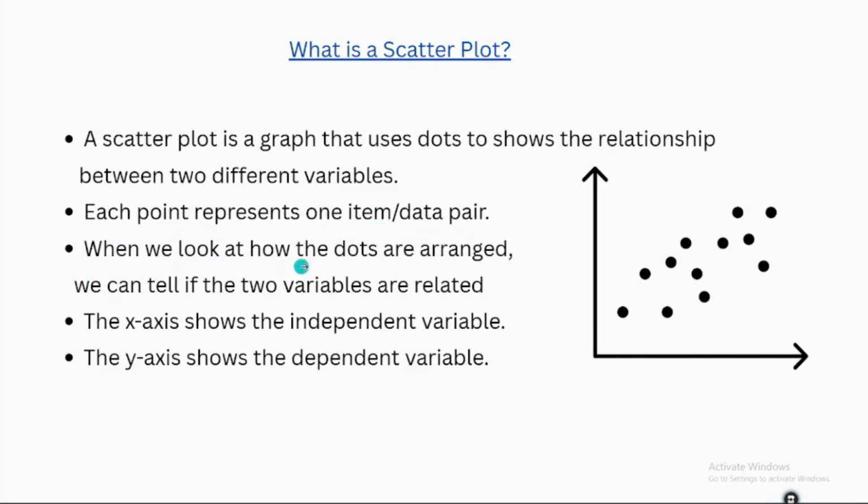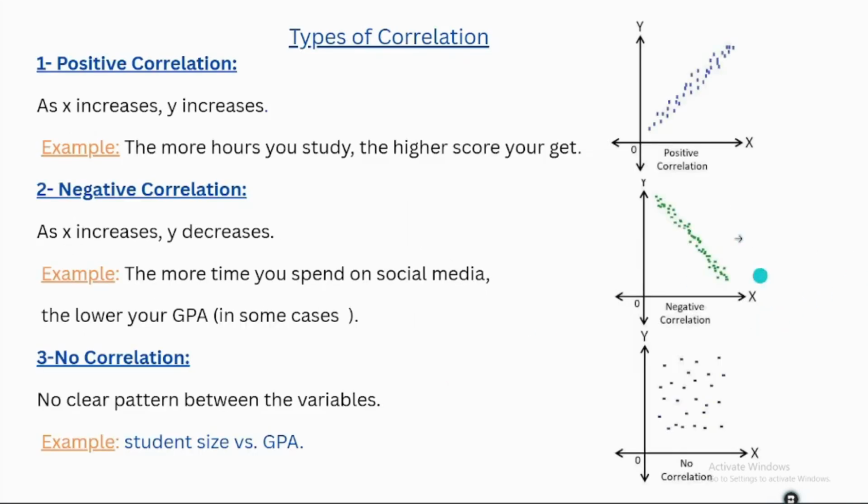When we look at how the dots are arranged, we can tell if the two variables are related or not. The x-axis shows the independent variable and the y-axis shows the dependent variable. These are the types of correlations. This is positive correlation. As x increases, y increases. Example, the more hours you study, the higher score you get.